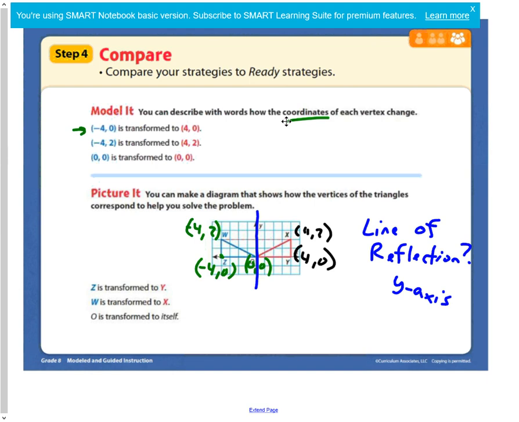So in words, you can also say Z is transformed to Y, W is transformed to X, O is transformed to itself because it ends up not moving when it reflects over that line because it's already on the line. So that's the idea of a reflection here.